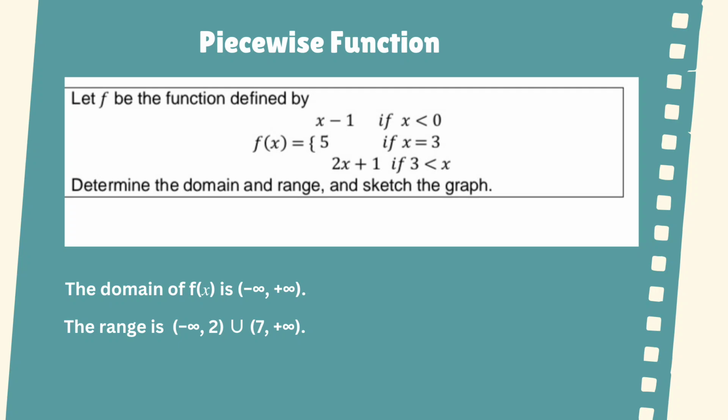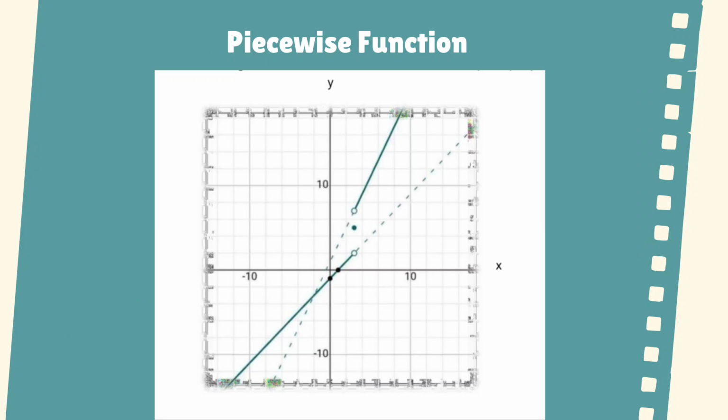The graph consists of the portion of the line y is equal to x minus 1 for which x is less than 3, the point (3, 5), and the portion of the line y is equal to 2x plus 1 for which 3 is less than x. The function values are either numbers less than 2, the number 5, or numbers greater than 7. So therefore, the range of f is the number 5 and those numbers in negative infinity to 2 union 7 to positive infinity. So this will be the form of our graph.